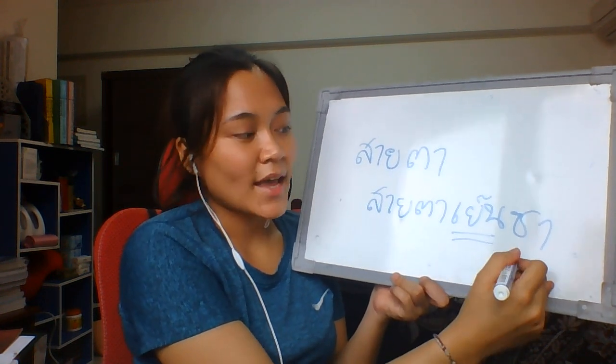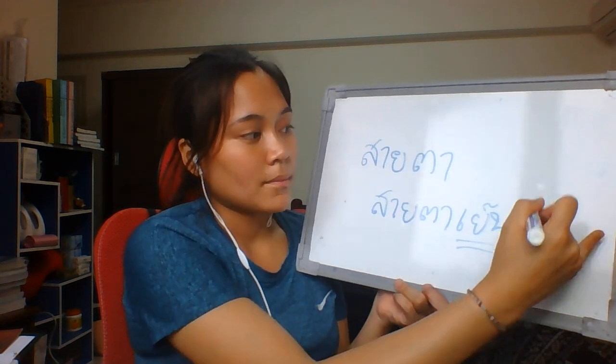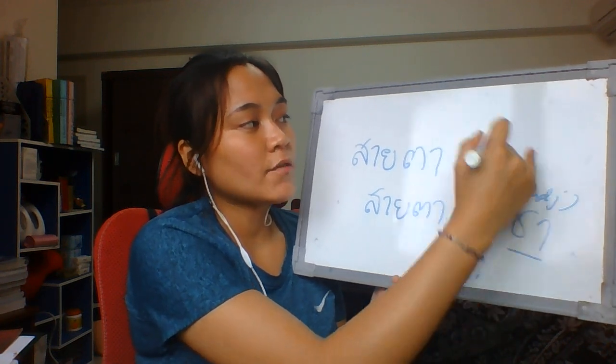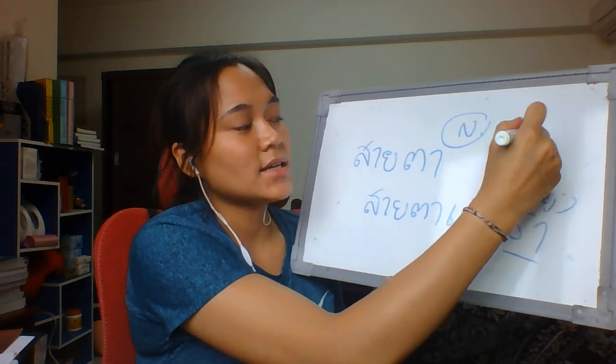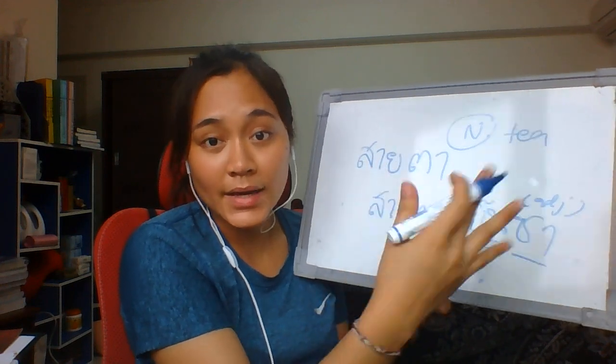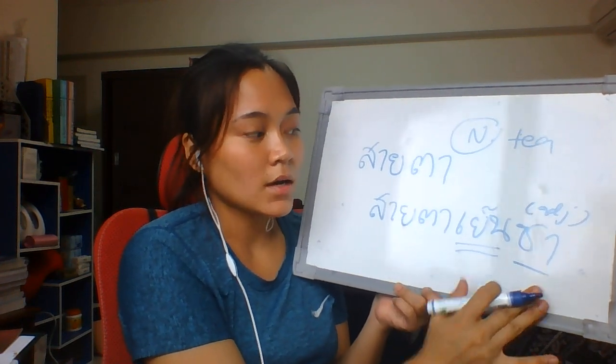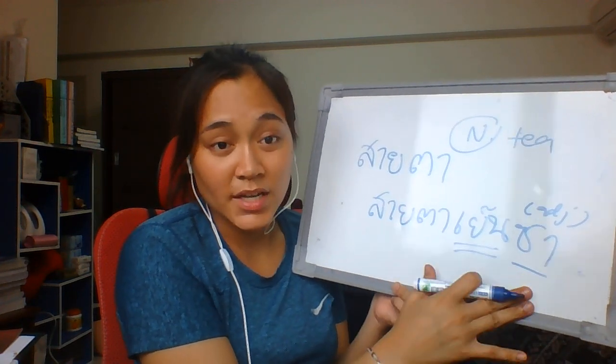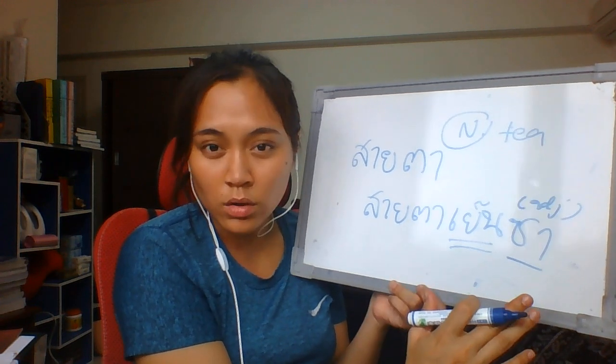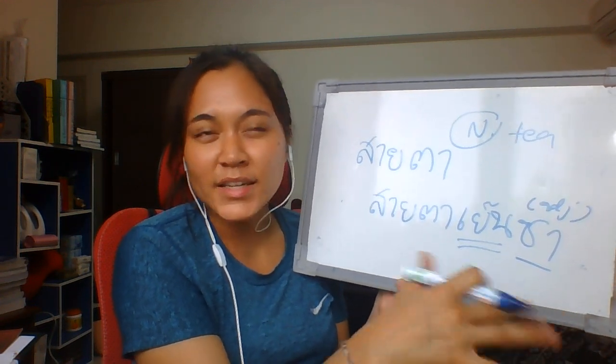Yen means cold and cha means numb. Now we're talking about adjective. You probably have heard of it as a noun, like tea, cha yen means like iced tea. We're talking about now yen cha. Yen cha become like totally different. Yen cha means like cold and cruel, or like no emotion attached, something like that.